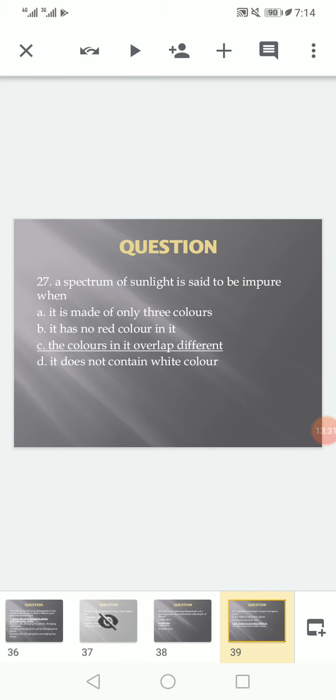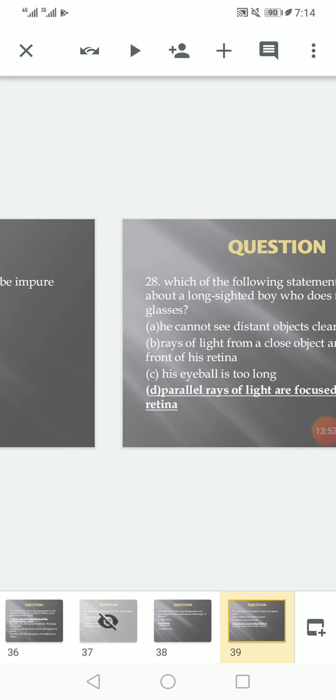A spectrum of sunlight is said to be impure. This question means when is the spectrum of sunlight said to be impure? It is said to be impure when the colors in it overlap differently. So when the colors in it overlap differently, it forms an impure spectrum.